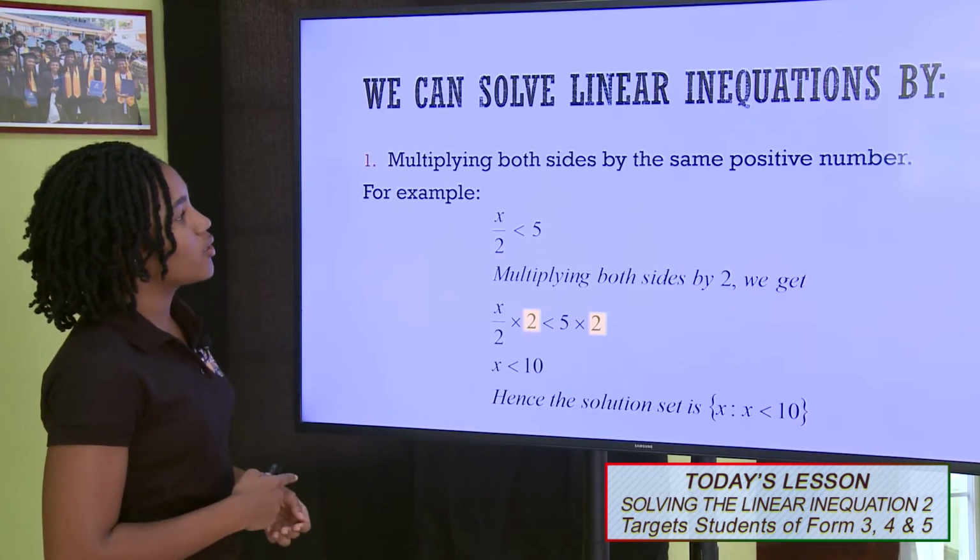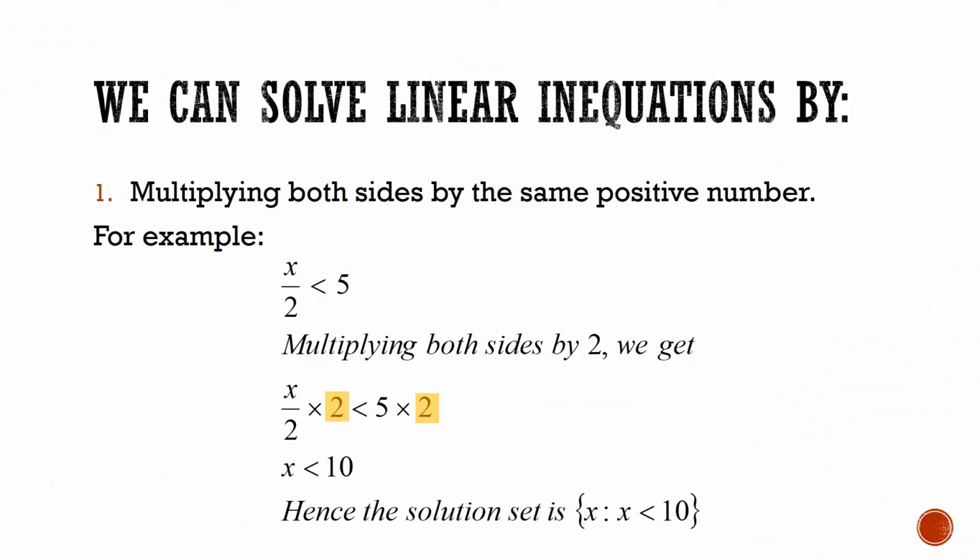We can solve linear inequations by multiplying both sides by the same positive number. For example, we have x over 2 is less than 5. Multiplying both sides by 2, we get x over 2 multiplied by 2 is less than 5 times 2. When we simplify this, 2 divided by 2 leaves us with 1. Therefore, we have x. And we have 5 multiplied by 2, which gives us 10. So, simplified, we have x is less than 10.